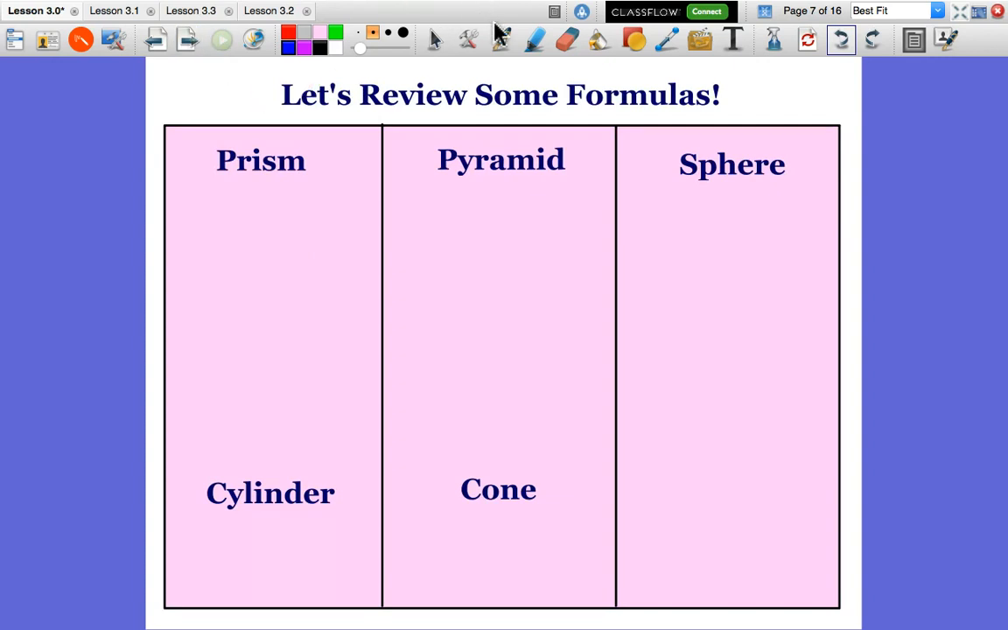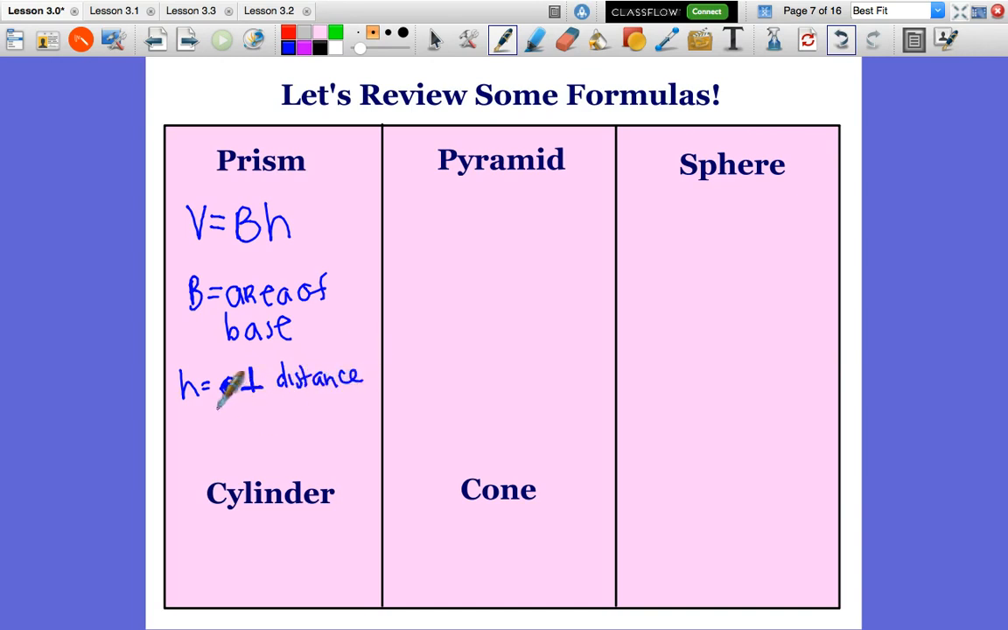So we had some formulas. Again, these are on your formula sheet, but let's review them. The volume of a prism, where B is the area of the base. And height, I'm going to write it as perpendicular, that's what that symbol means. It's the perpendicular distance between your bases.